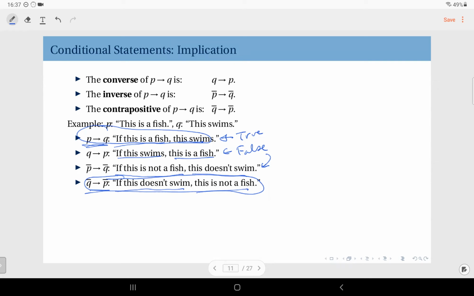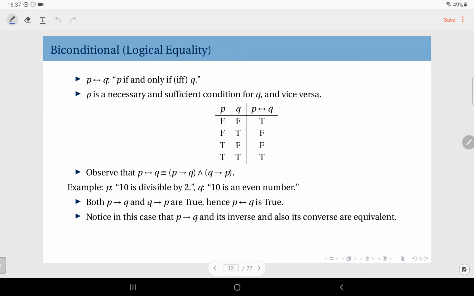Right, now we have covered the implication, and we can talk about the biconditional, which is a conditional that goes, as the name suggests, both ways, right? So P implies Q, but at the same time, Q also implies P. Now we call this logical equality because this reads P if and only if Q. Now the implication goes both ways.